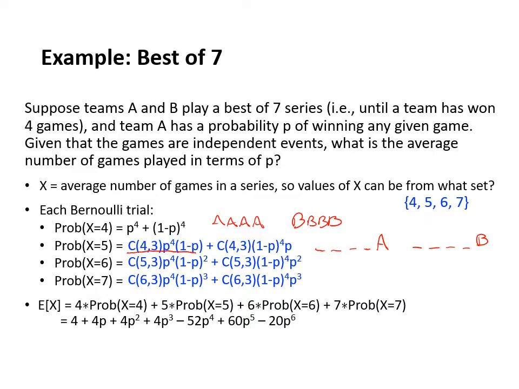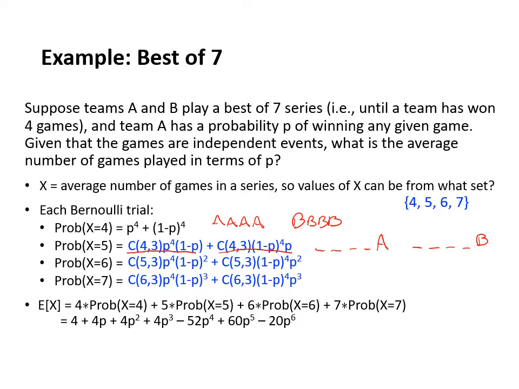On the right is when B wins. So again, we are choosing 3 slots out of these 4 to place B's in. And the probability is 1 minus p to the power 4. Those are the 4 B's times p, which is 1 A, when A won.